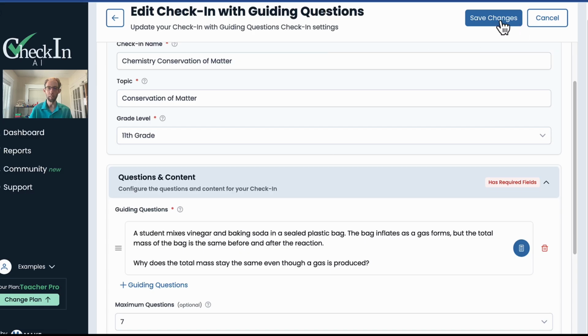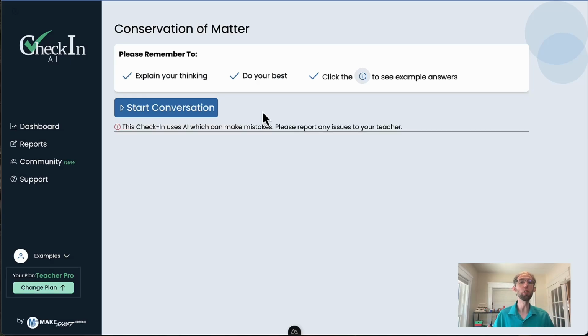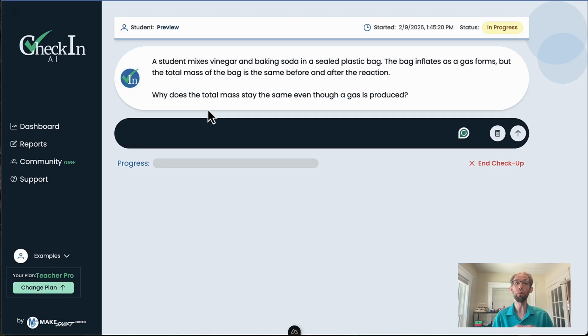Now I'm going to show you this in action. So now we're in the student view. You'll notice the first thing it asks is that first guiding question. A student mixes vinegar and baking soda in a sealed plastic bag. The bag inflates as a gas forms, but the total mass of the bag is the same before and after the reaction. Why does the total mass stay the same even though a gas is produced?